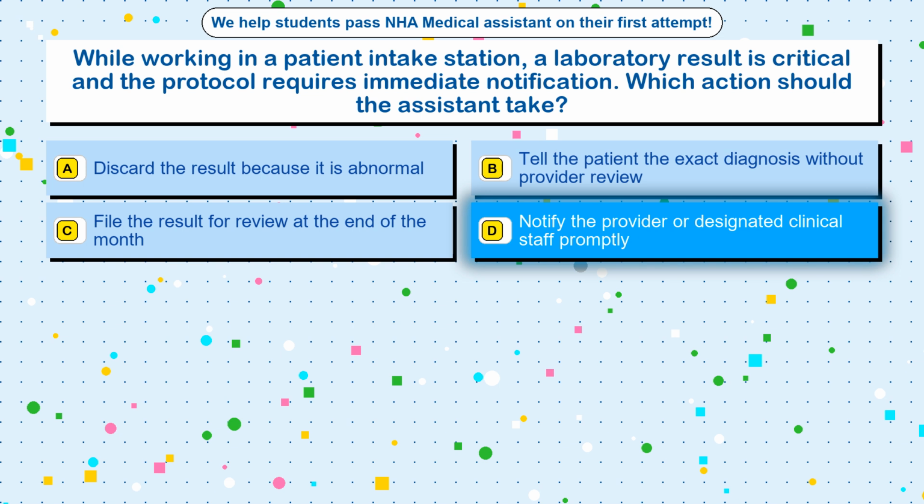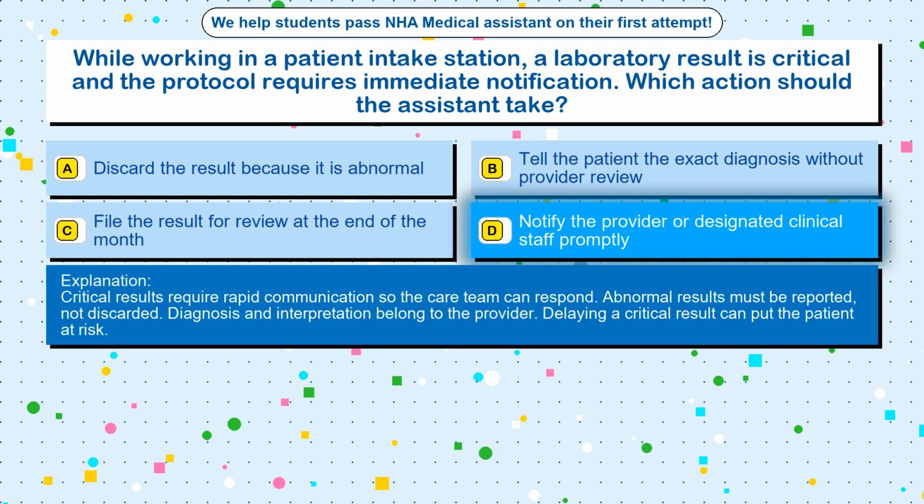Notify the provider or designated clinical staff promptly. Critical results require rapid communication so the care team can respond. Abnormal results must be reported, not discarded. Diagnosis and interpretation belong to the provider. Delaying a critical result can put the patient at risk.